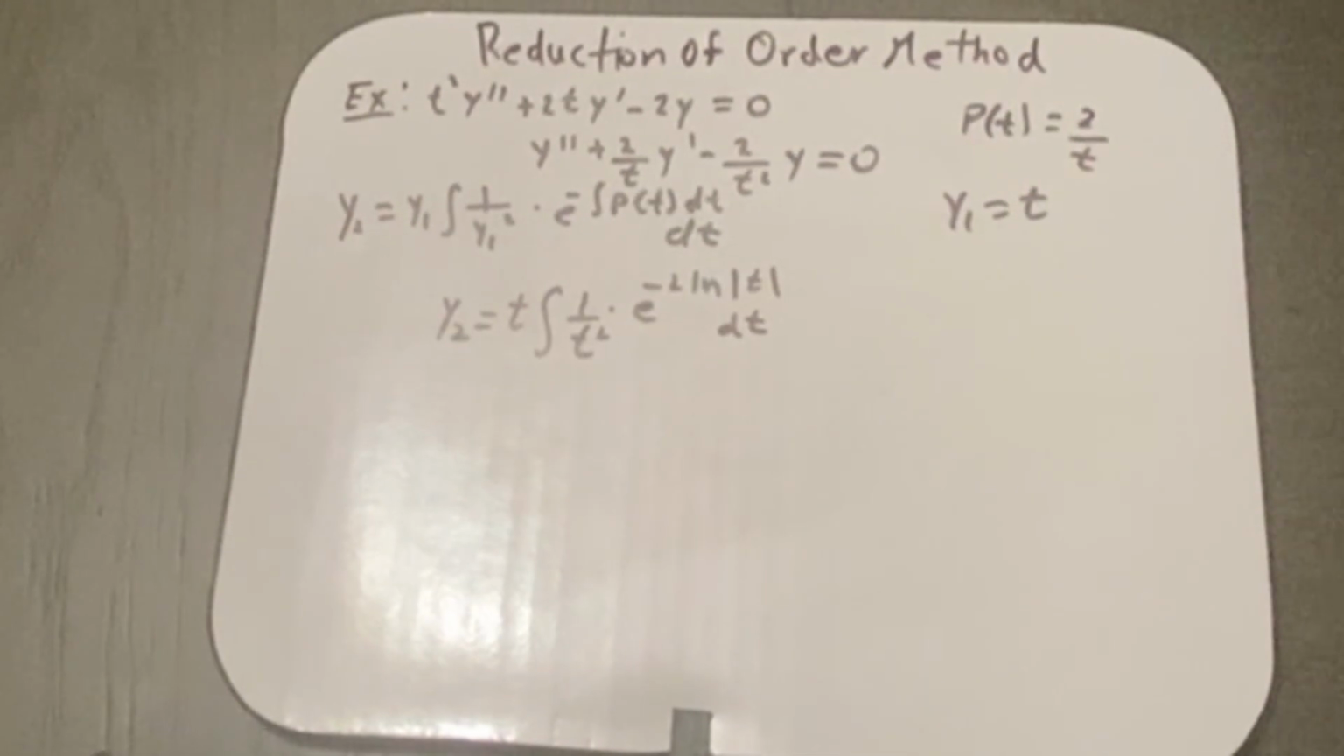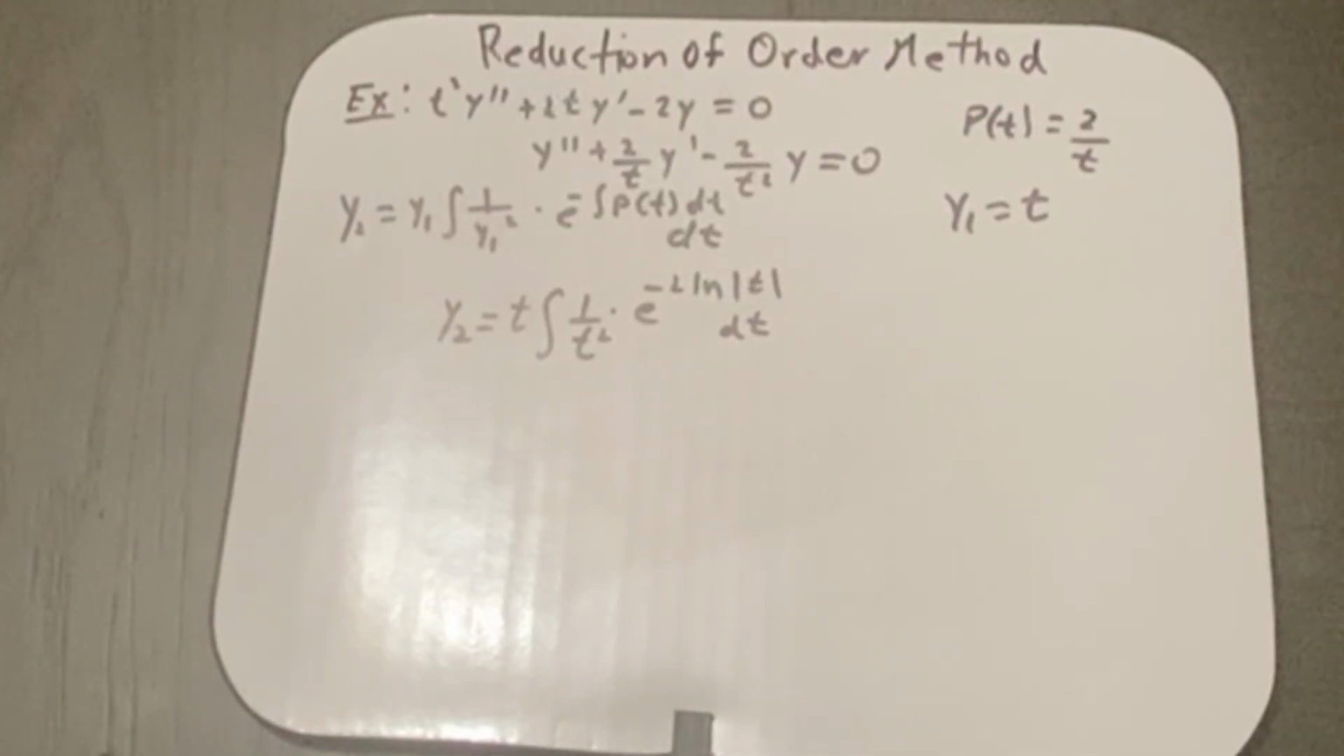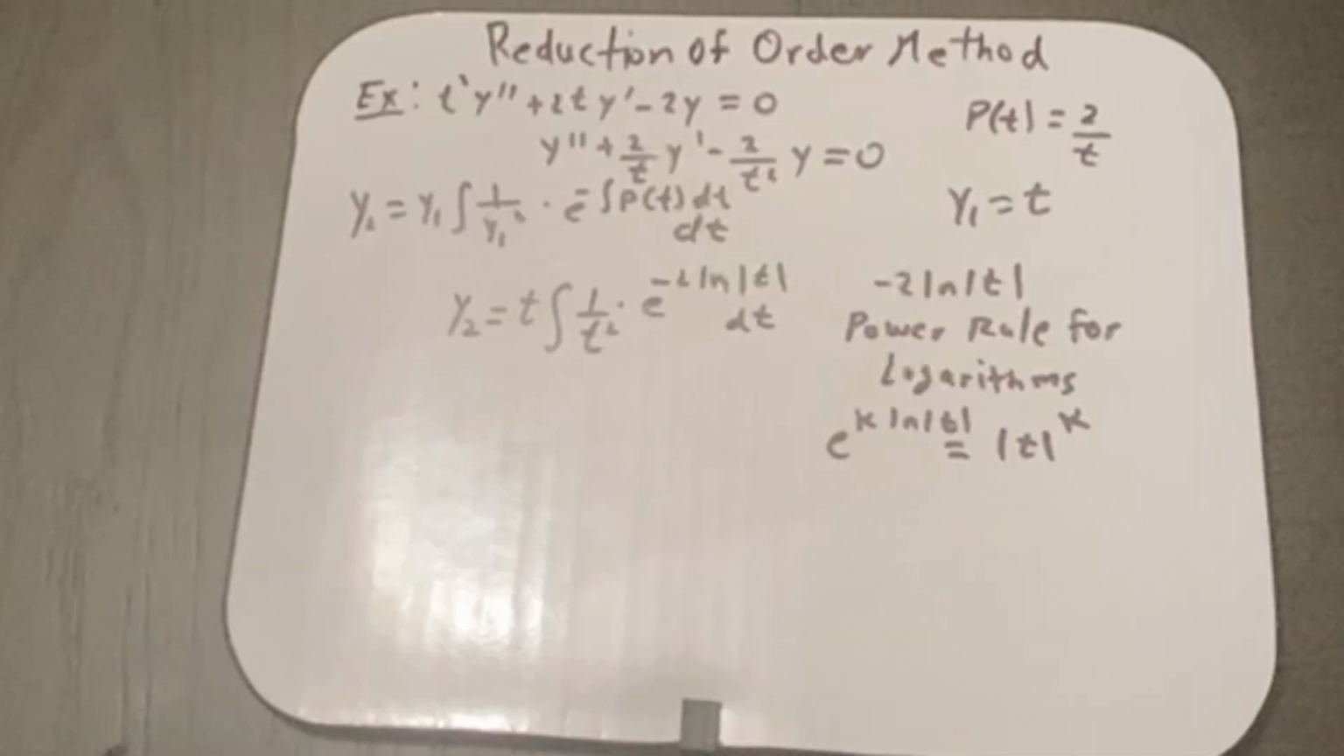Now we have y2 is equal to t times the integral of 1 over t squared times e to the power negative 2 ln of absolute value t. The next step is looking at the negative 2 ln of t and what we can do with that. There is something we can do to simplify that further, called the power rule for logarithms, and I'll write it down and we'll see what it is. We want to simplify negative 2 times ln absolute value t.